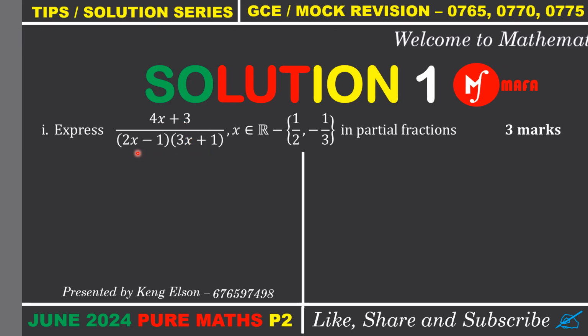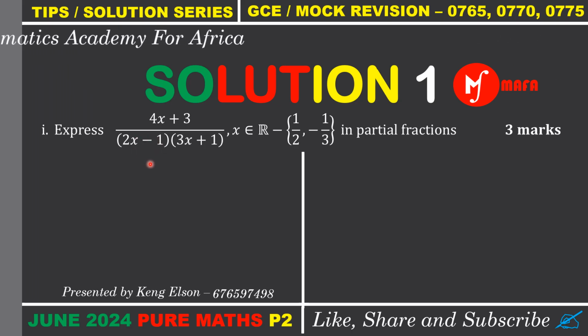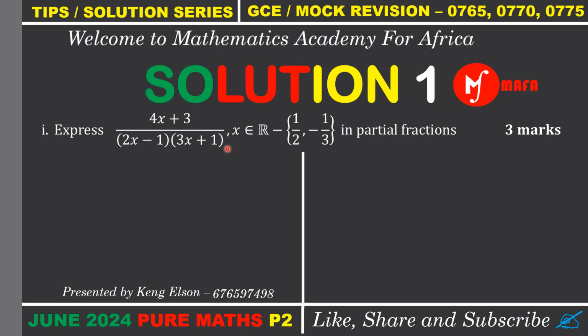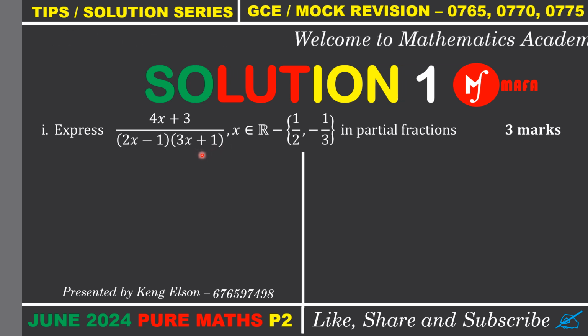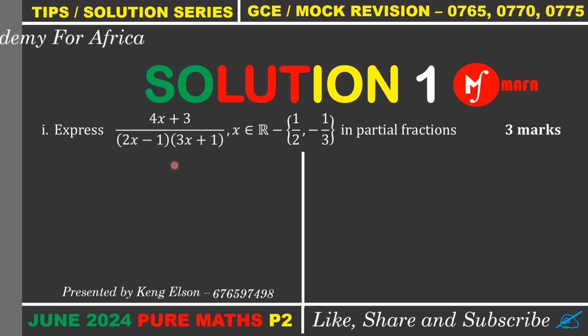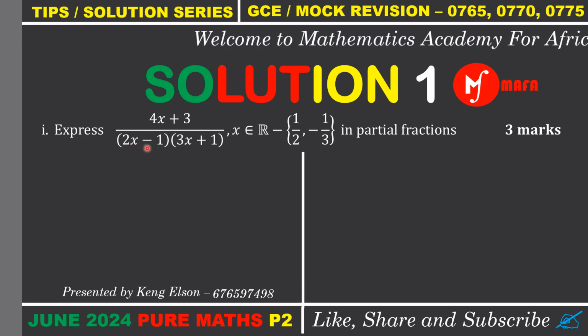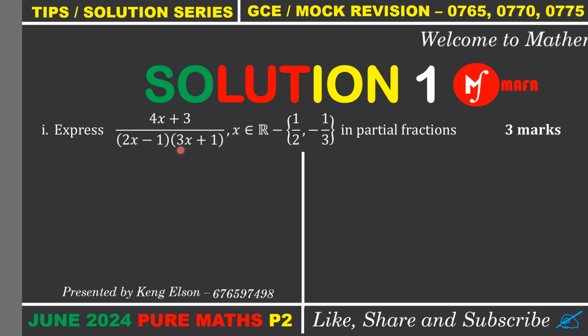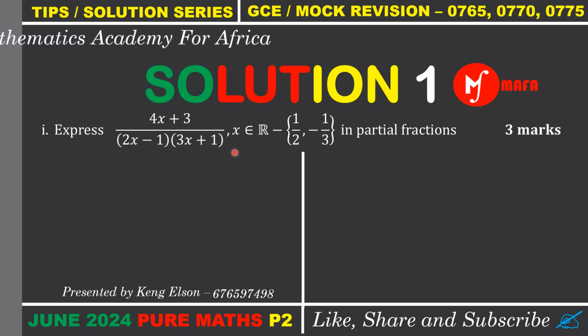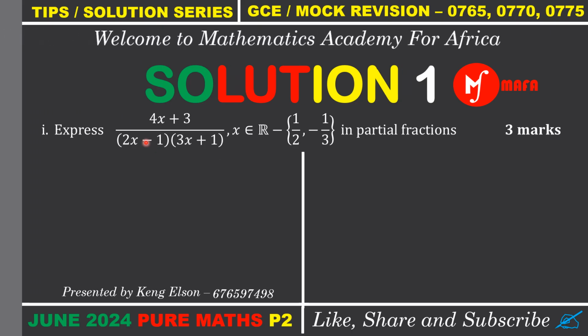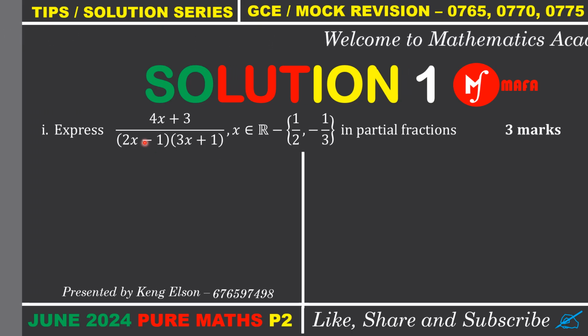Alright, so 2x minus 1 is a linear factor, so its numerator has to be a constant, and 3x plus 1 is a linear factor, so its numerator has to be a constant. So we are going to separate this rational function into two different partial fractions, where one has a denominator of 2x minus 1 and the other has a denominator of 3x plus 1. Since 2x minus 1 and 3x plus 1 are both linear factors, the numerators of their separate partial fractions will be constants.